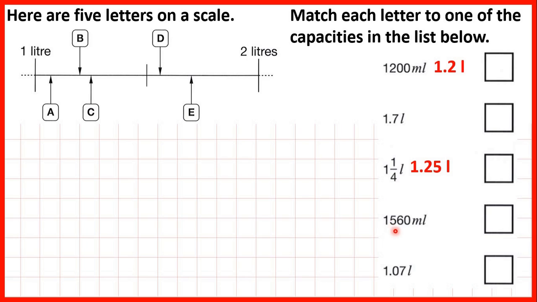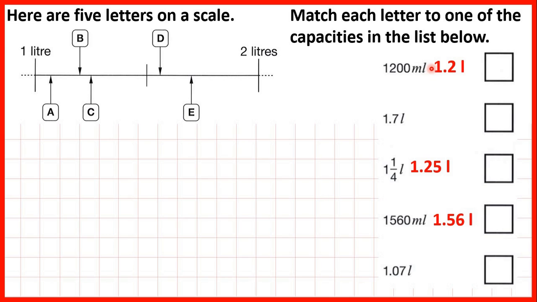Now 1,560 millilitres. That's 1.56 litres, because we can count 1, 2, 3 places, and if we put the decimal point here, that's 1.560, but we don't need zeros on the end of decimals, so we can just write 1.56. And then our last value is 1.07 litres.